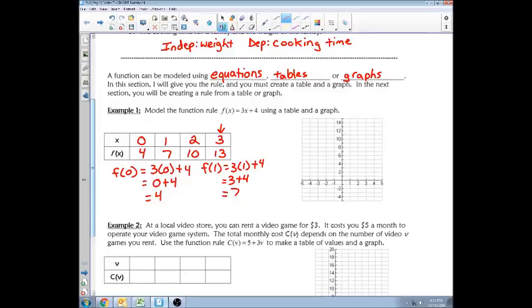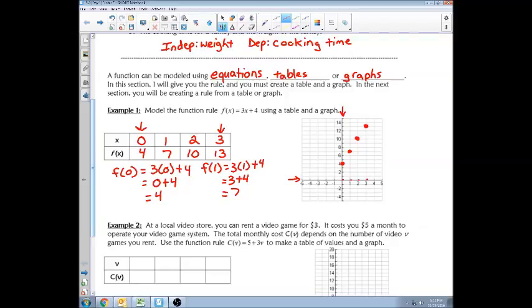So now I need to go ahead and graph this. Remember that this is my x-axis, so when my x is 0, I'm going to be looking at this point here. My y-axis is the vertical line, so 0, 4 would be there. Go ahead and make a large point. 1 on my x-axis is here, 7 on my y-axis is there, so make a large point there. 2 on my x-axis is here. 10 on my y-axis is there, so we'll make a large point there. And 3 on my x-axis is here. 13 on my y-axis is there. Make a large point there.